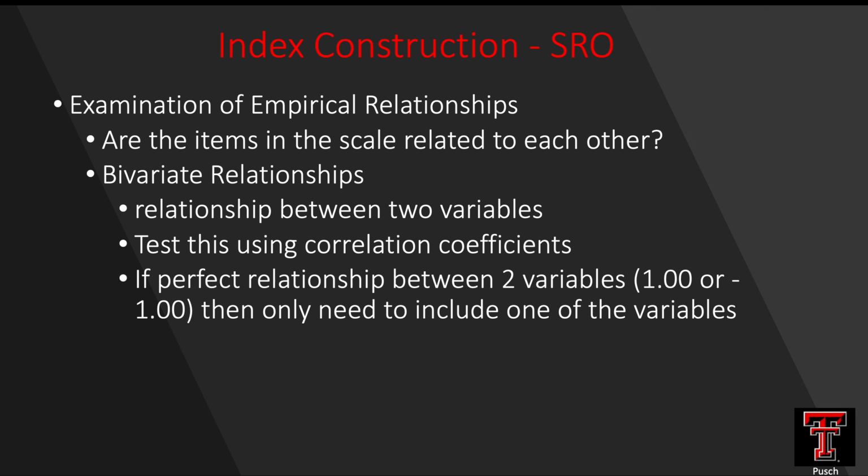So if there's a perfect relationship between two variables, so either 1 or -1, then you do not need to include both of them. You'd only need to include one because they're capturing the exact same thing.